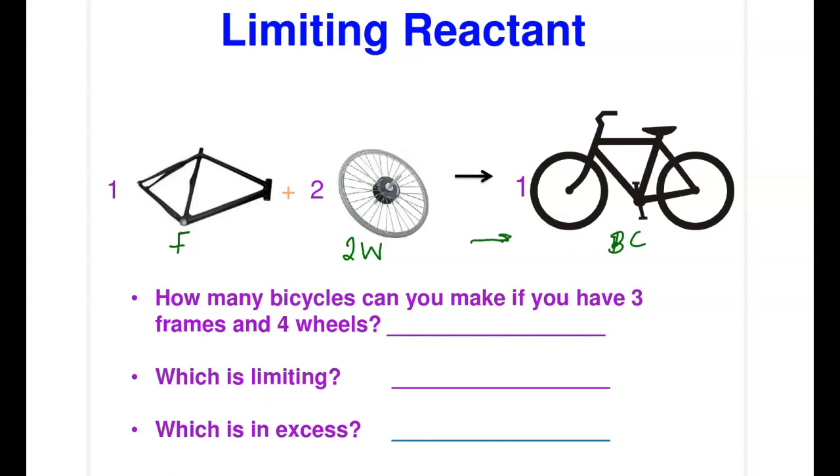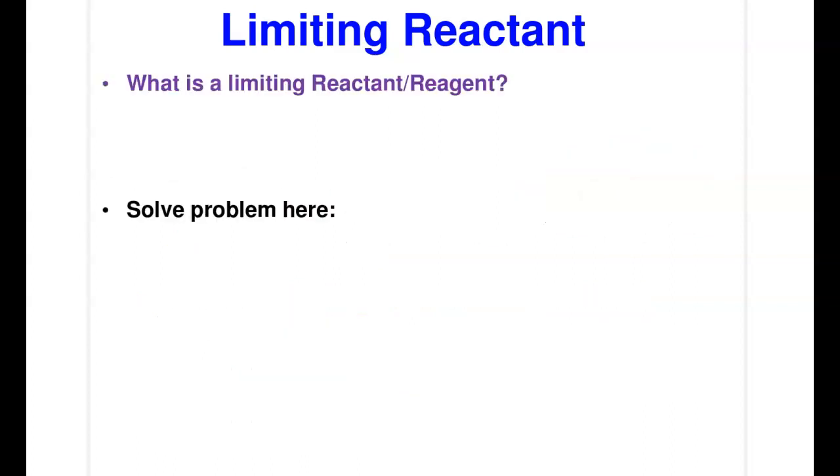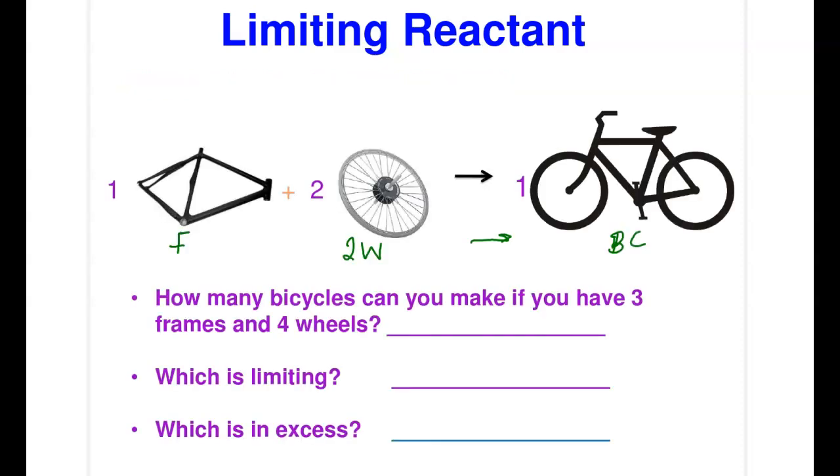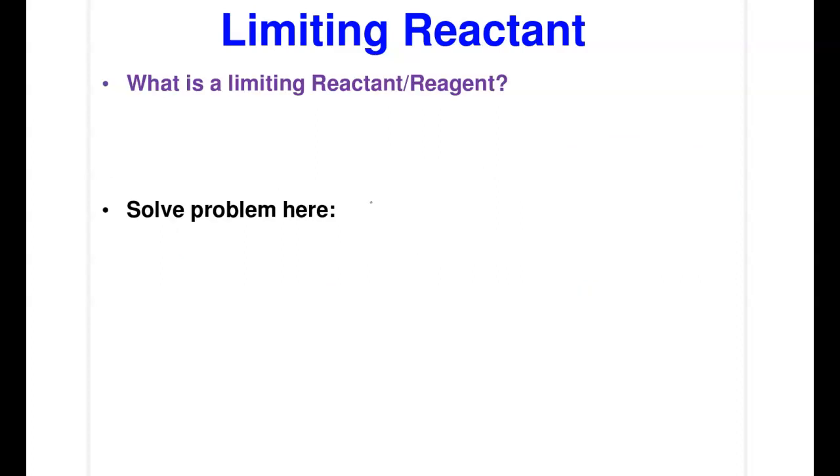It now says, how many bicycles can you make if you have 3 frames and 4 wheels? Which is the limiting, which is the excess? Before I answer this question, let us get to the next page and solve this problem. We know from the formula that I need one frame plus 2 wheels to make one bicycle.